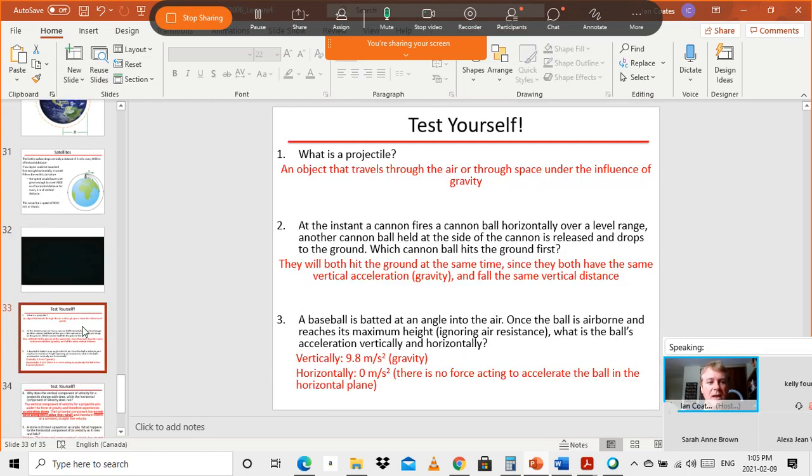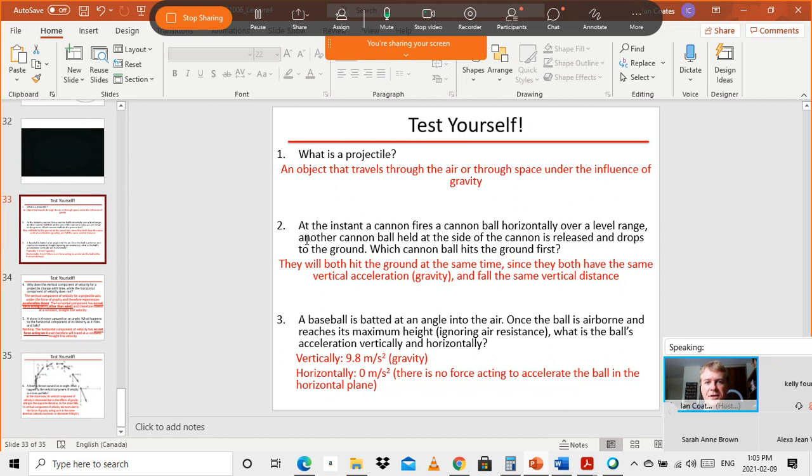Perfect. And now we're on to the last couple slides here. So what is a projectile? A projectile is an object that travels through the air or through space under the influence of gravity.